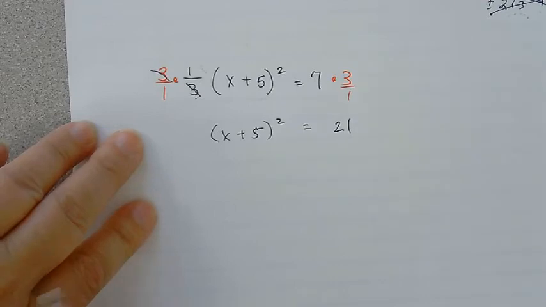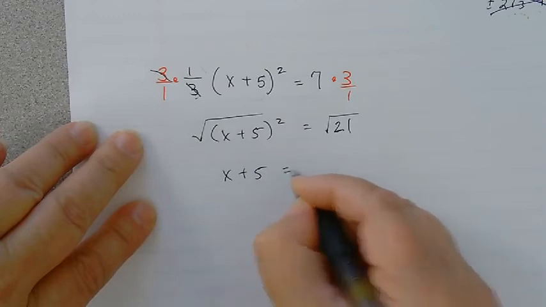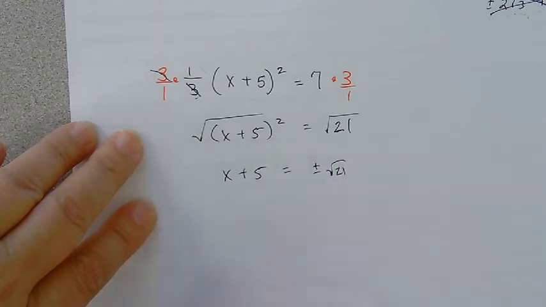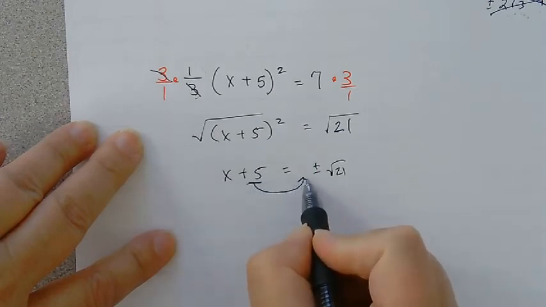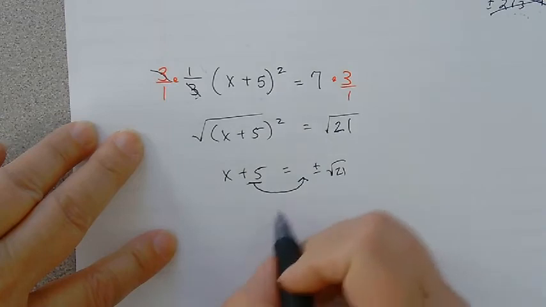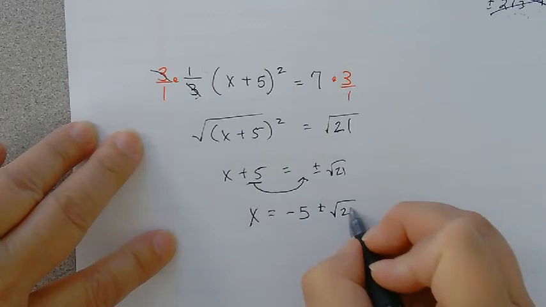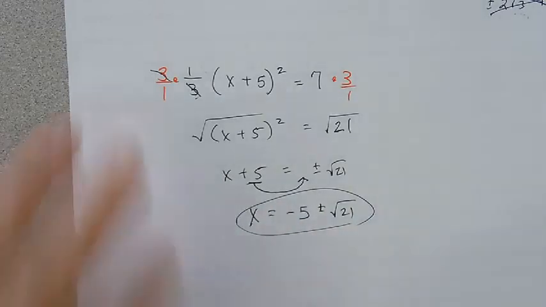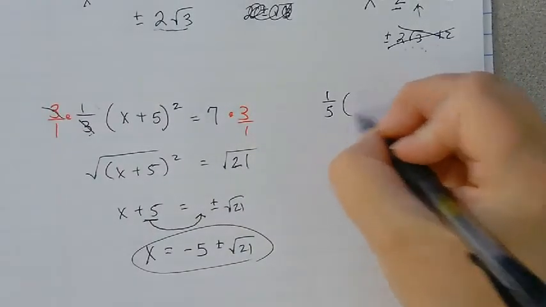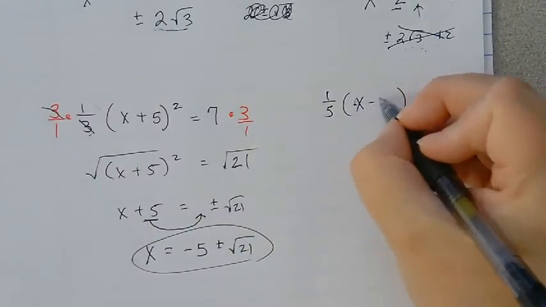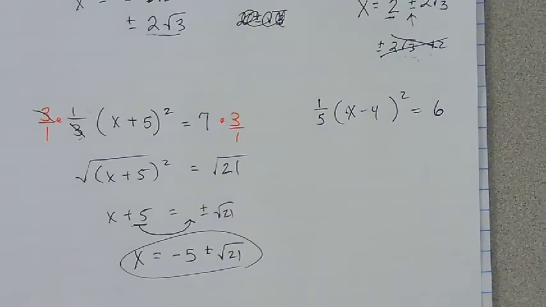So now to undo the square, I'm going to square root. So I get x plus 5 equals plus or minus square root 21. And now I've got to move the 5. It was plus 5 on this side, so when I move it over here to the other side, I would be subtracting 5. So my answer would be x equals negative 5 plus or minus the square root 21. You guys try this one. 1/5 parenthesis x minus 4 squared equals 6. So pause the video, try it, and then come back.